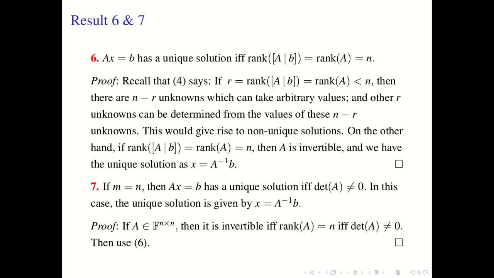Now suppose Ax equal to b. Look at this system Ax equal to b. This has a unique solution if and only if the rank of the augmented matrix is equal to the rank of A and it is equal to n. Let's try to prove this.